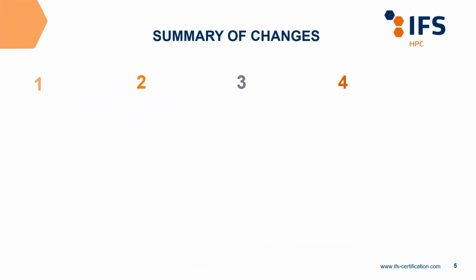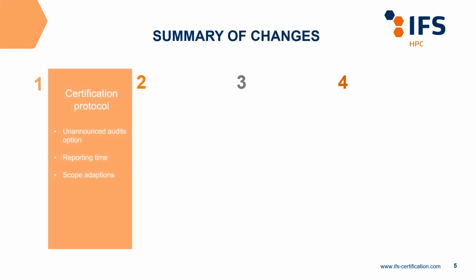The objectives are reviewed, updated, and published in version 3 as follows. In Part 1, unannounced audits are now an option upon request. The reporting time is optimized. Scope 1 is renamed to Personal Care Products, and the scopes are adapted and tidied up with some additions and exclusions.